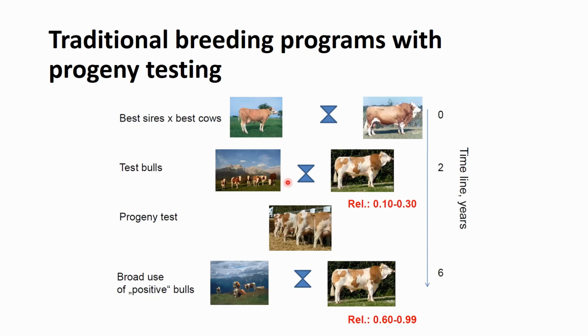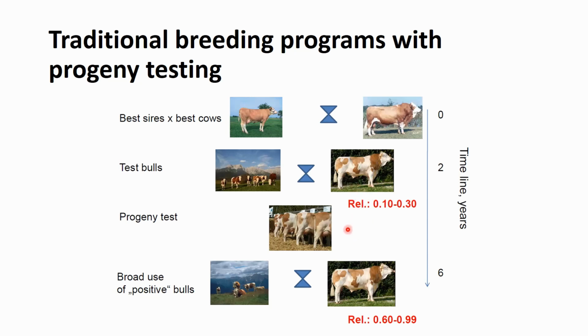And then these offspring are born and the daughters grow up. They are mated as well. And after their calves are born, they start to produce milk. And after the first lactation, we have the level of the milk production of the daughters of this particular bull.